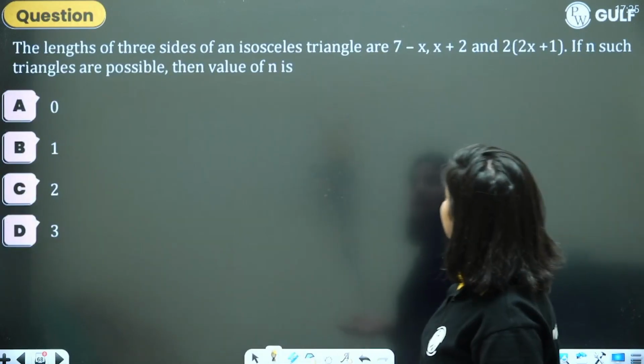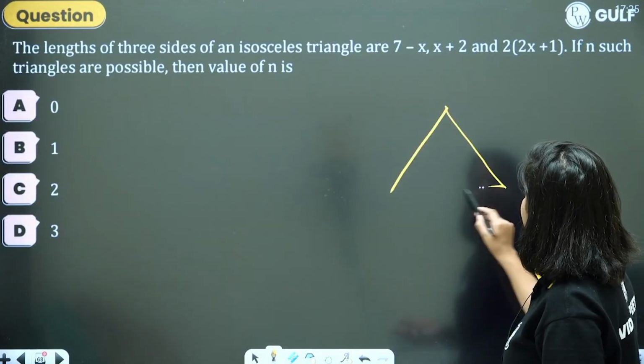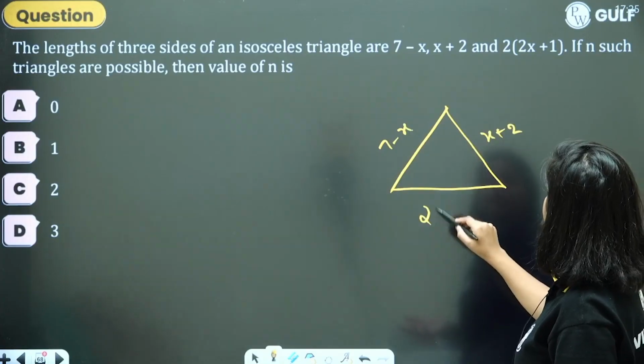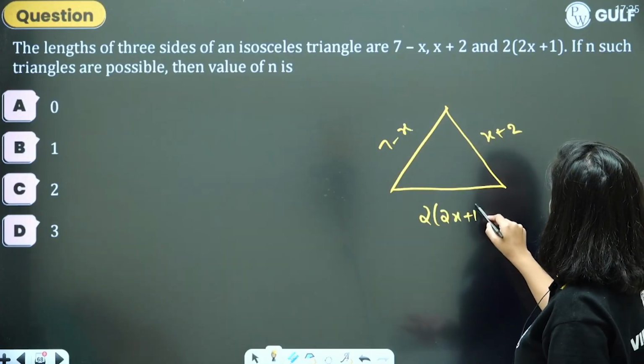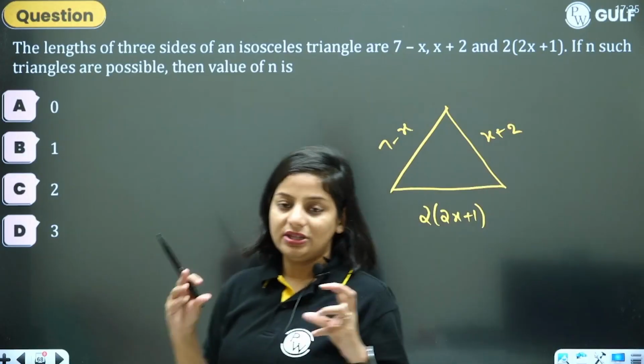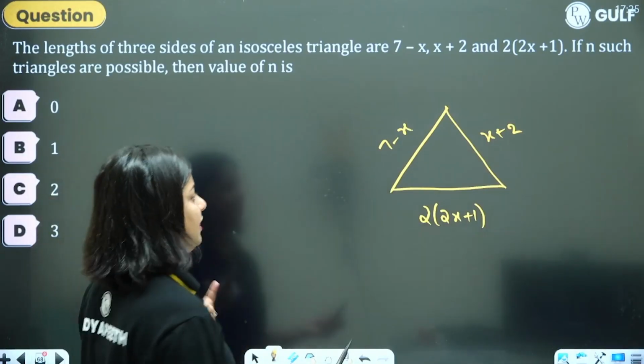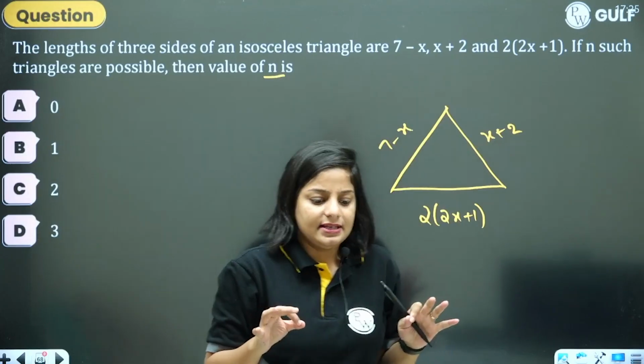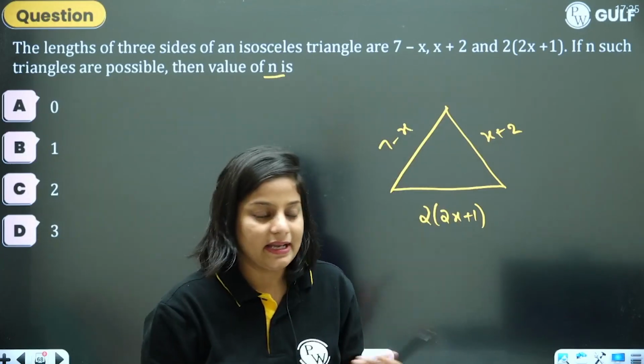The lengths of the 3 sides of an isosceles triangle are 7 minus x, x plus 2 and 2 times 2x plus 1. So with these sides, n triangles can be made. If n such triangles are possible, what is the value of x? Meaning they are asking how many triangles can you make in all.